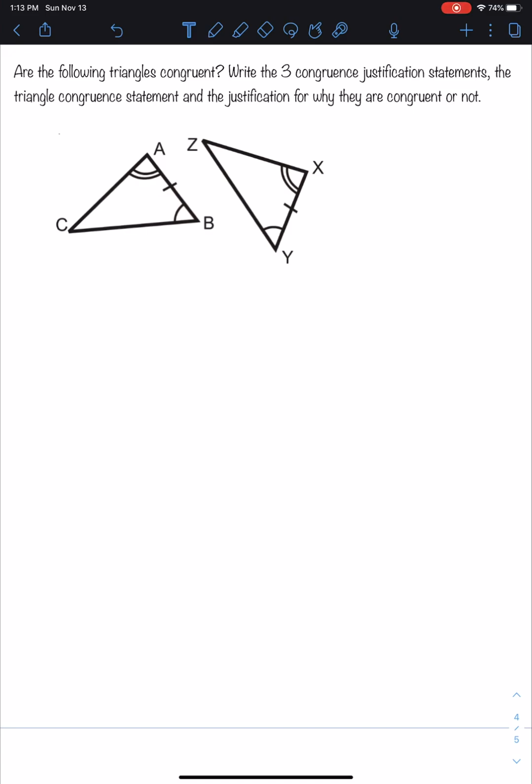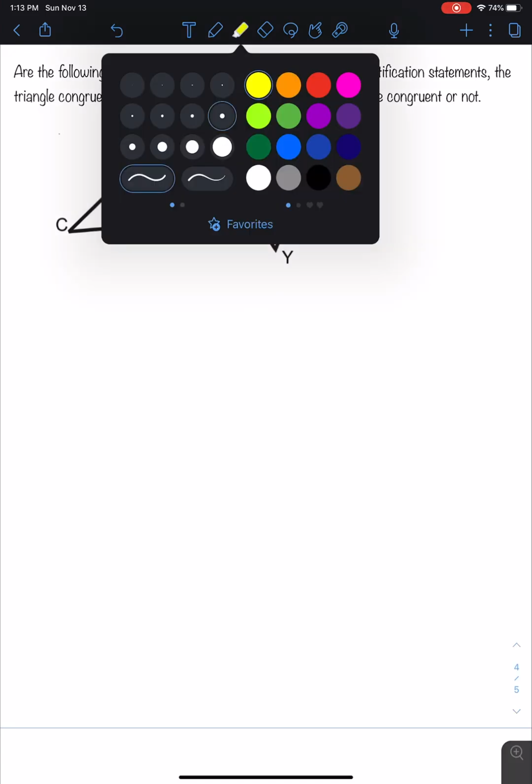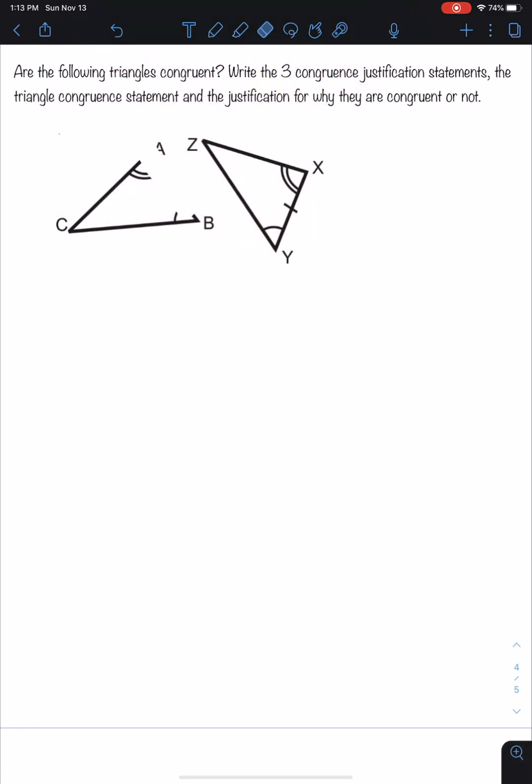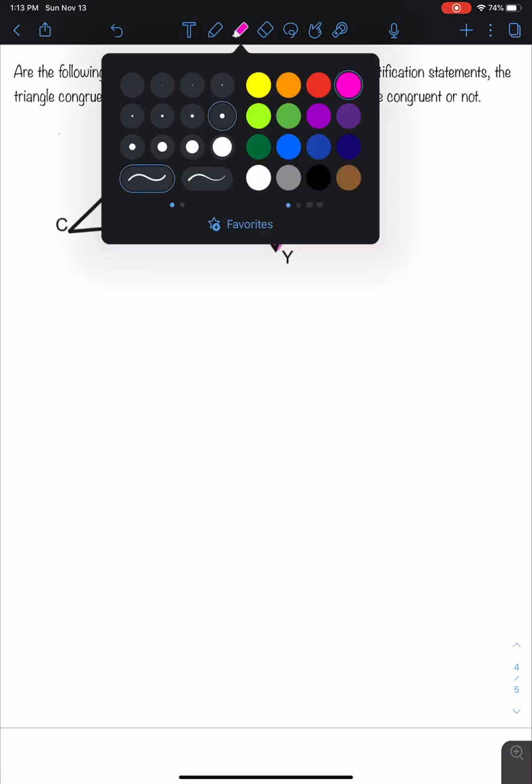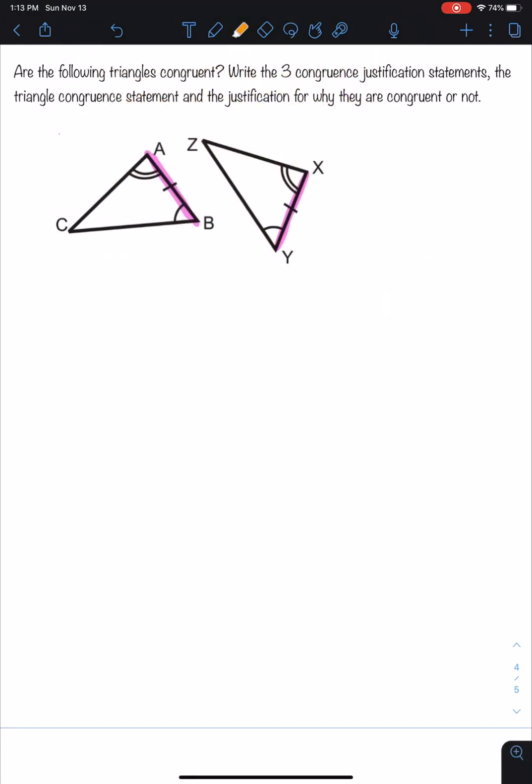So in this situation, we have a pair of corresponding sides that are congruent. So with one tick mark, we have side AB is congruent to side XY. And we also have 2 pairs of corresponding angles. So angle B with 1 tick mark is congruent to angle Y with 1 tick mark, and angle A with 2 tick marks is congruent to angle X with 2 tick marks.